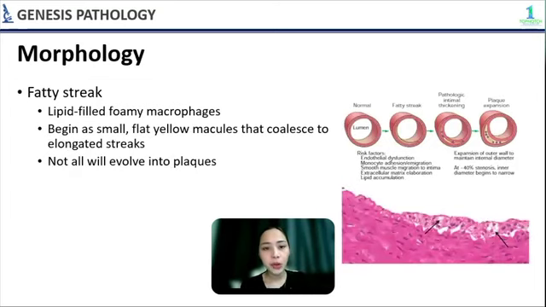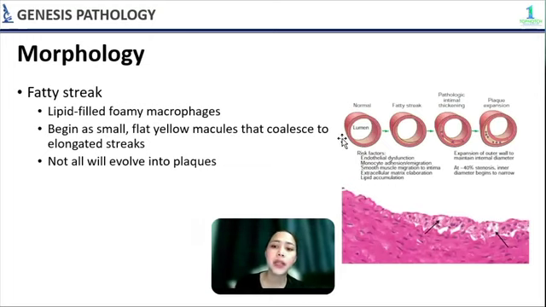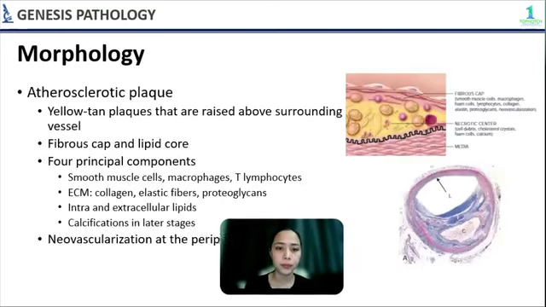So in terms of morphology, the fatty streaks are composed primarily of lipid-filled foamy macrophages. So they begin initially as small, flat, yellow macules that coalesce to form streaks, okay? So ito yung itsura, no? Kita nyo to, parang clearing, parang foam. Yan yung foam cells nyo kasi meron silang lipid droplets. And then as you can see here, no, yung fatty streak, they are not raised lesions, kaya hindi sila nagkakaroon ng problem sa blood flow. They will not obstruct blood flow.